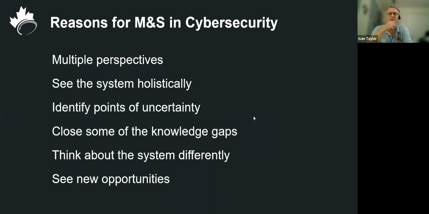Some of the reasons for doing modeling and simulation in cybersecurity is that it gives you multiple perspectives on the system, and you can see the system holistically. It identifies points of uncertainty. You can close knowledge gaps and think about the system differently. So through this, you can see new opportunities. Sometimes, we're focused on loss-driven systems engineering, but we can also focus on opportunities-driven systems engineering.